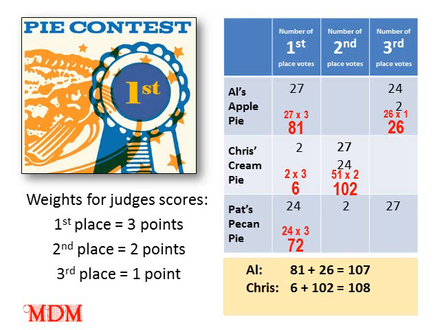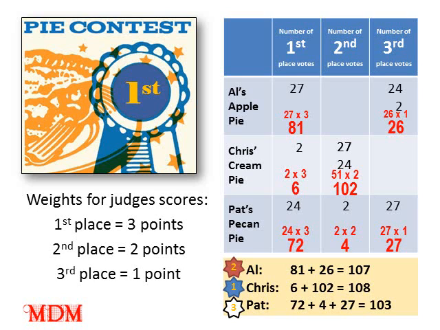Pat's pecan pie got 24 first place votes at 3 points each, for 72 points, 2 second place votes at 2 points each, for 4 points, and 27 third place votes at 1 point each for 27 points. Pat's grand total was 103 points. We can see from these rankings then that Chris would receive first place, Al second place, and Pat third place using the Borda count method.